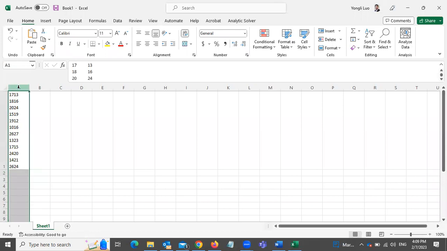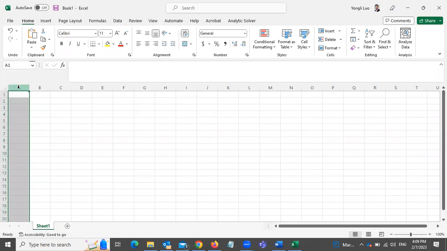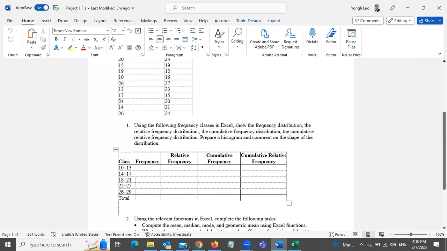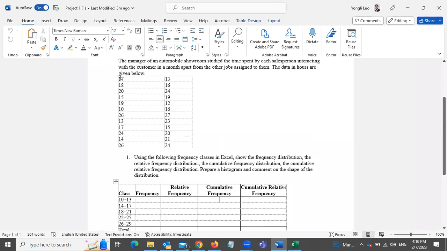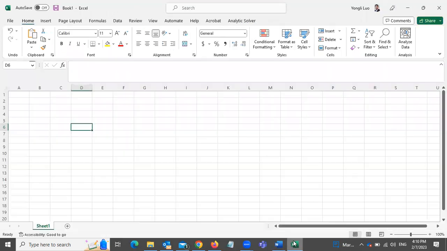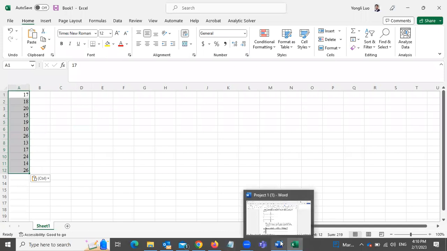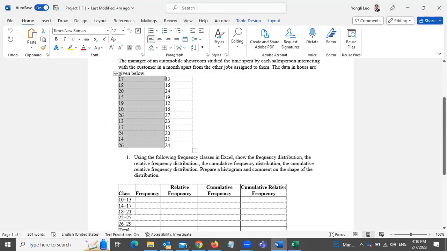Okay, this is the data we have here. It doesn't look like what we want. So we select one column, Control C. Okay, this is a one column data, and then we select another column.